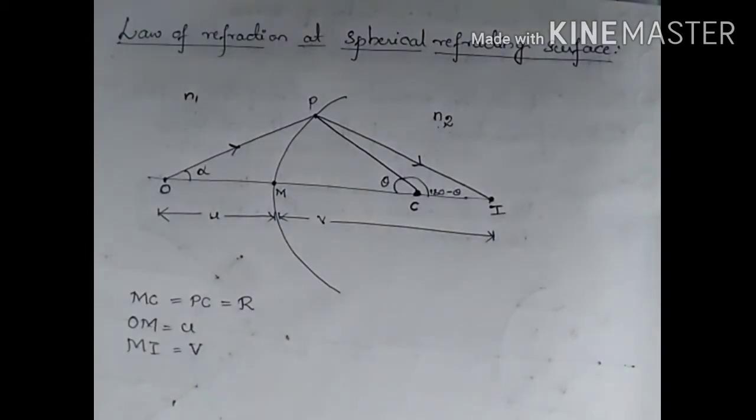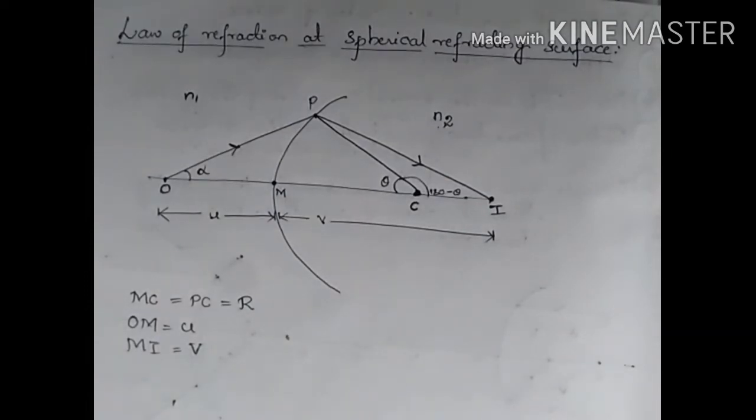In the last class, we understood some basic terms: pole, center of curvature, aperture of the mirror, and the different types of mirror, concave mirror and convex mirror. We also understood how the reflection of light occurs in both the mirrors. And we left our discussion at the law of refraction at the spherical refracting surface.